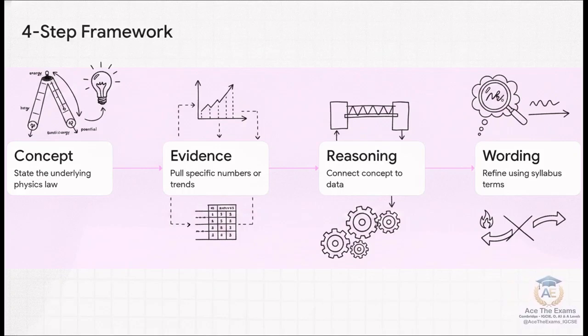Step 3. Scientific reasoning. This is where you connect the concept to the data. You have to explain the how and the why. And finally, Step 4. Examiner wording. Refine your language using specific syllabus terms. So please don't say heat, say thermal energy. Don't say the energy was used up, say it was transferred.